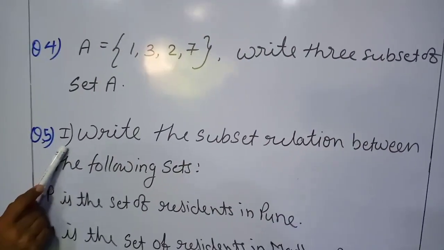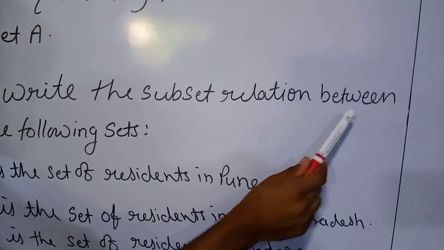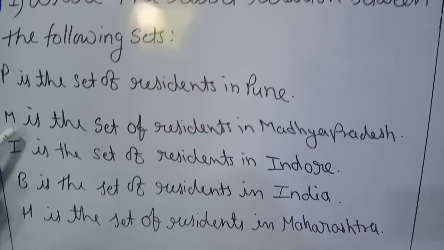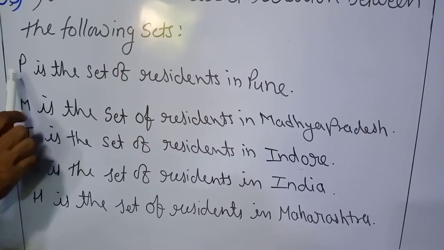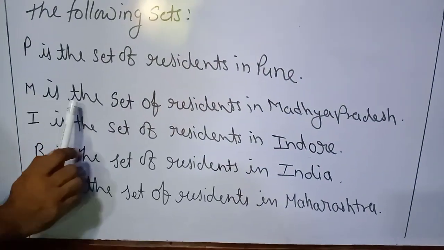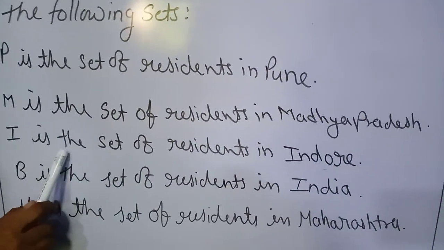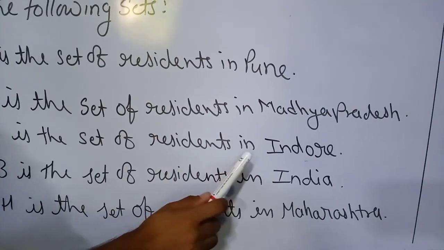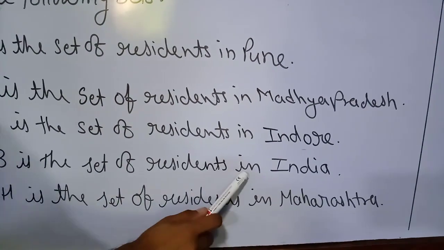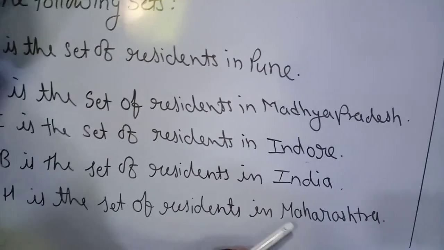Question number 5, sub question 1. Here we have two sub questions. Write the subset relations between the following sets. Here we have 5 sets and we have to write the relation between them. P is the set of residents in Pune. M is the set of residents in Madhya Pradesh. I is the set of residents in Indore. B is the set of residents in India. H is the set of residents in Maharashtra.